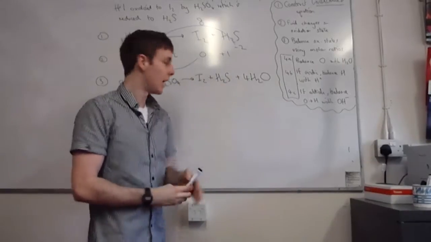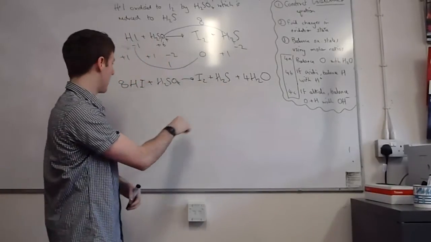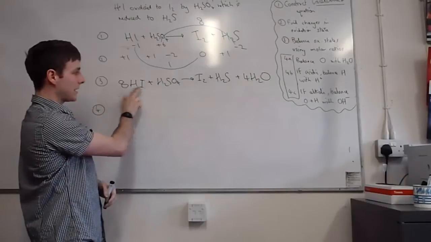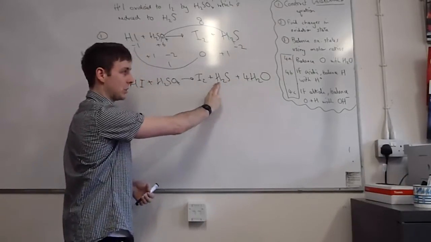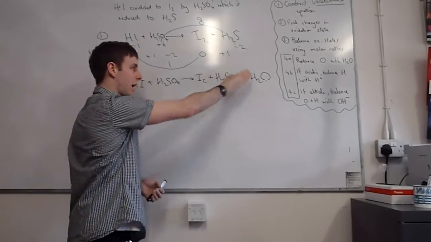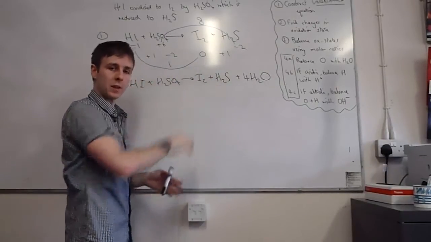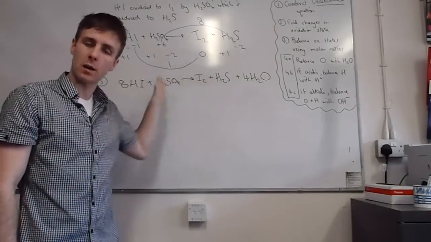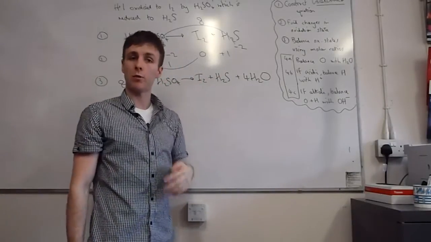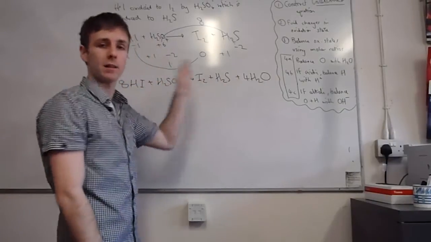Now, in this equation, I don't need to do that because I have a total of 8 add 2, 10 hydrogens here. 4 times 2 is 8, add 2, 10 hydrogens there. So my hydrogens are already balanced. If it turns out your hydrogens aren't balanced, add a certain amount of H pluses to one side to balance that.